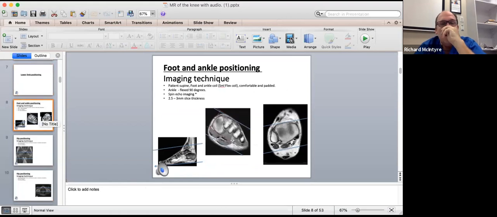Positioning. Okay, so foot and ankle positioning. Basically, we're looking at a sagittal, then a coronal, and an axial, as if the patient was in the anatomical position.